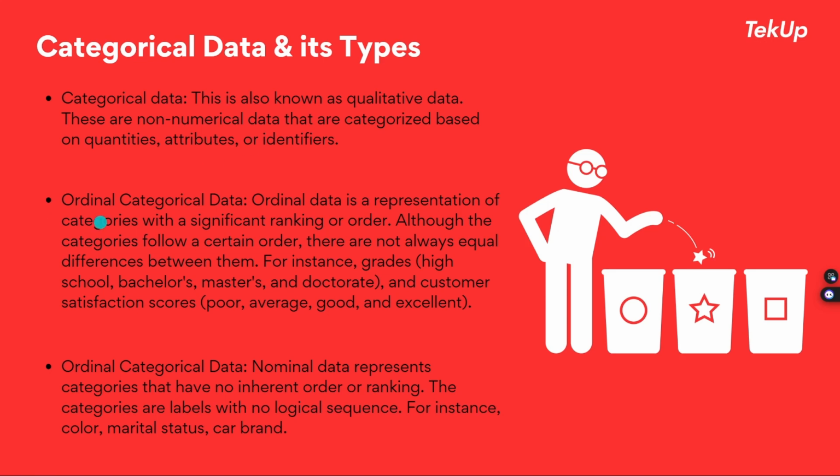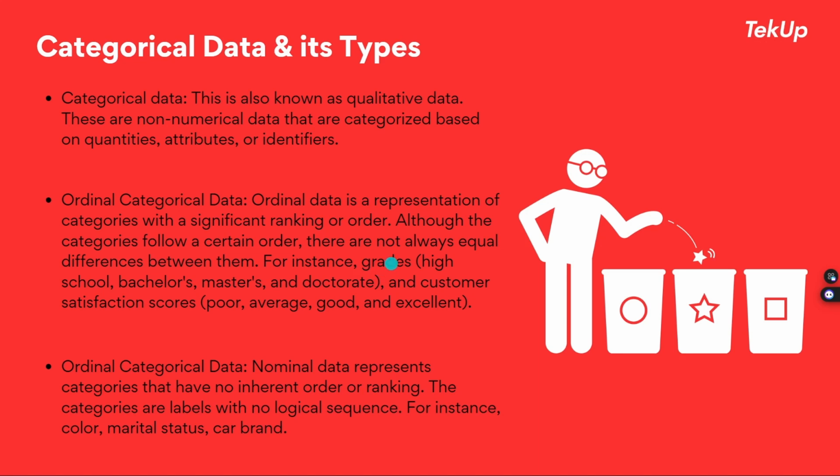The first type of categorical data is ordinal categorical data. Ordinal categorical data is a data type that follows a specific hierarchy. There's an order, there's a hierarchy. Ordinal data is a representation of categories with a significant ranking or order. Although the categories follow a certain order, there are not always equal differences between them.